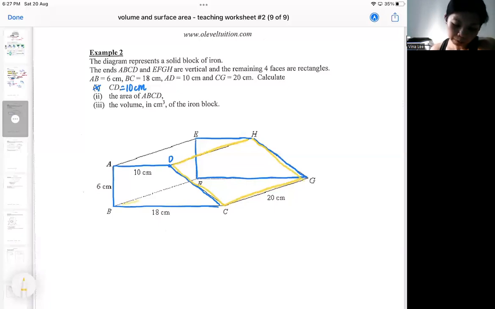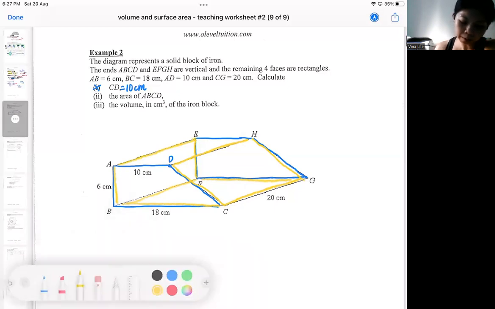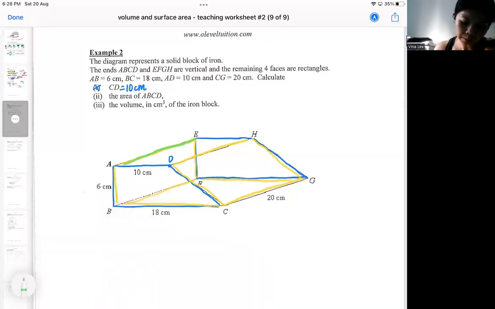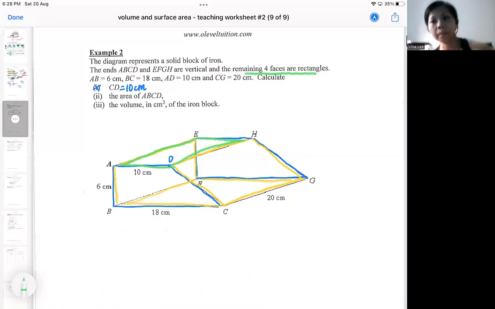And then the bottom is also a rectangle. And then this part is also a rectangle. And then the top is also a rectangle. So these are the four rectangles that they are talking about. So in case you're wondering, where are the four rectangles? So this one is a 3D diagram. So it makes things a bit harder.